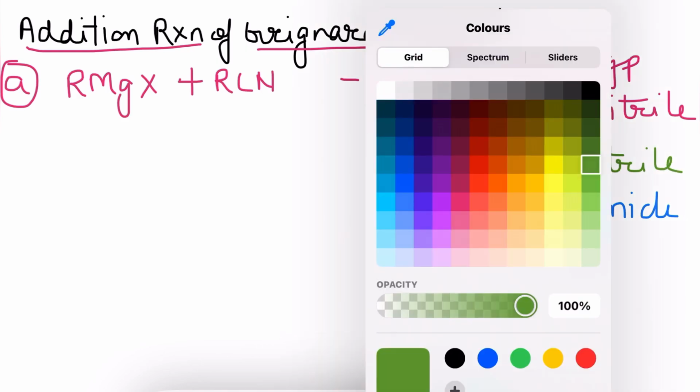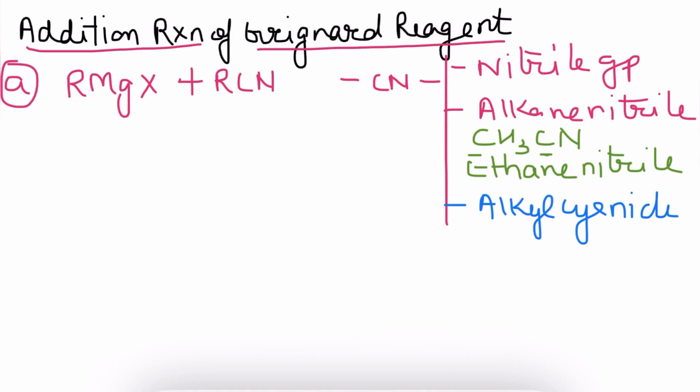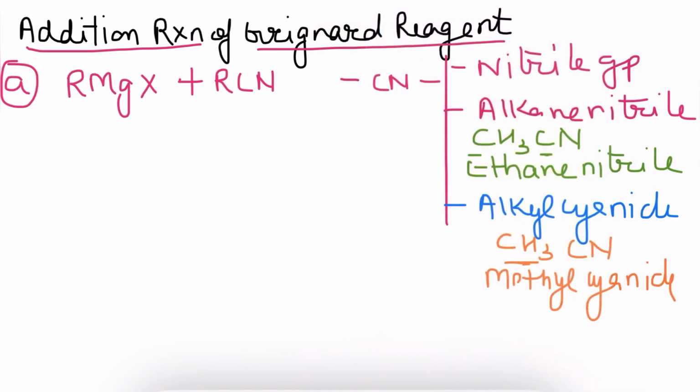But in case of common system, we do not count the cyanide carbon in the word root part. Like CH3CN, only count the CH3 carbon, so it should be methyl cyanide. Let's take one more example, CH3CH2CN. In IUPAC system, we count all three carbons and it should be propane nitrile. And in common system, we just count these two carbons and do not count the cyanide carbon, so we call it ethyl cyanide.